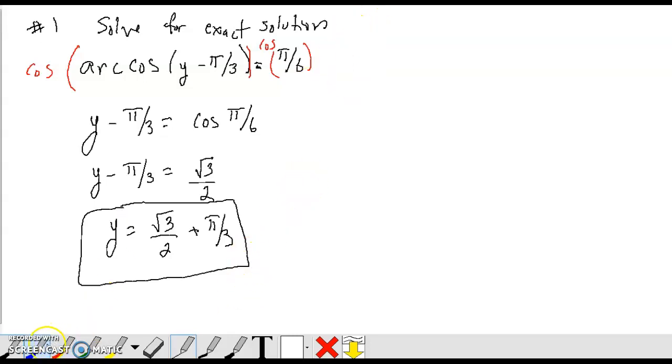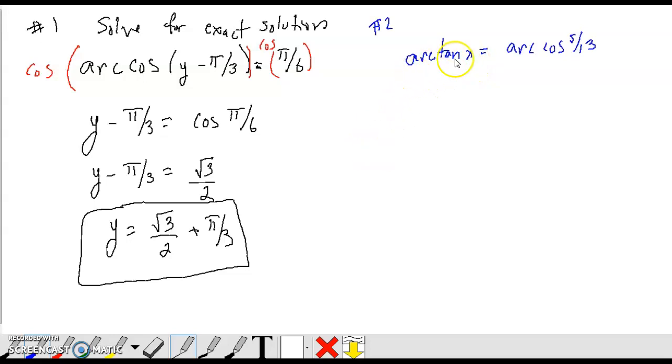Okay, let's try another one. So we'll call this number 2, do it in blue. So again, solve for exact solutions. And this time it says the arc tangent of x is equal to the arc cosine of 5 over 13. Now this one is a little bit weirder because what do you notice is we actually have two inverses. So which one do we actually want to solve? We want to solve the left-hand side because that has our variable.